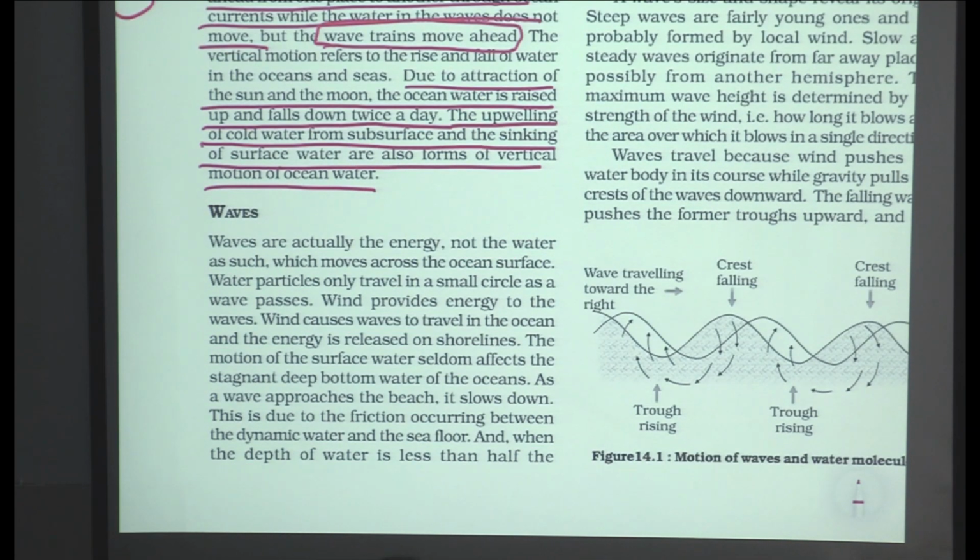If I read just the first statement of sea waves as written in our NCERT, waves are actually the energy, not the water as such, which moves across the ocean surface. Water particles only travel in small circles as the wave passes. Wind provides energy for its movement. Now, in order to understand this, I want you to take reference of this particular image.